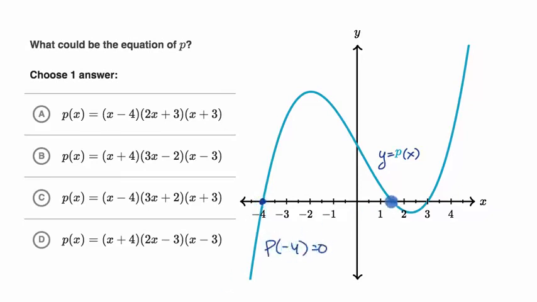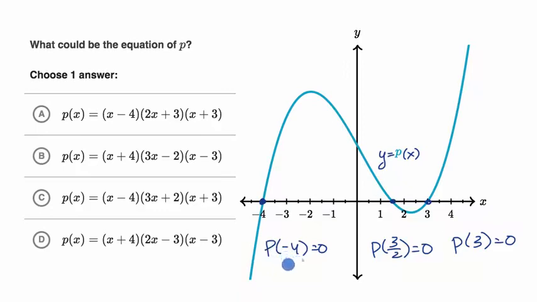We also know that p of, it looks like 1.5, or I could say 3/2, p of 3/2 is equal to 0. And we also know that p of 3 is equal to 0. So let's look for an expression where that is true. And because it's in factored form, each of the parts of the product will probably make our polynomial 0 for one of these zeros.